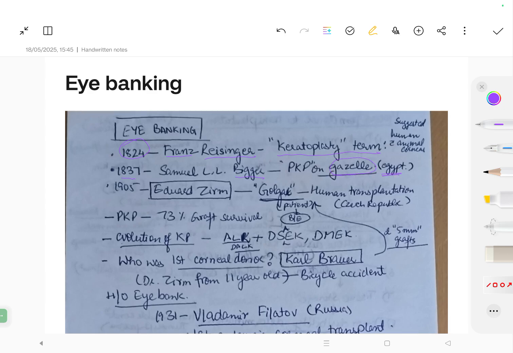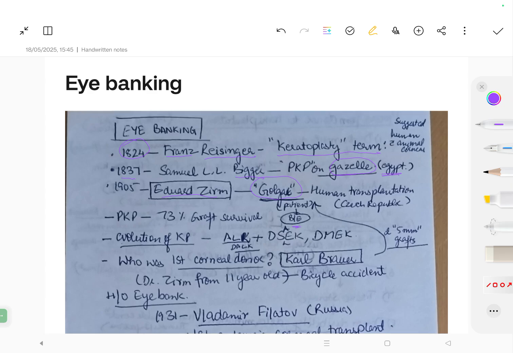Gazelle is kind of a reptile species. In 1905, Edward Zirm did the first human transplantation on a patient named Golgi, and the patient was transplanted in both eyes.